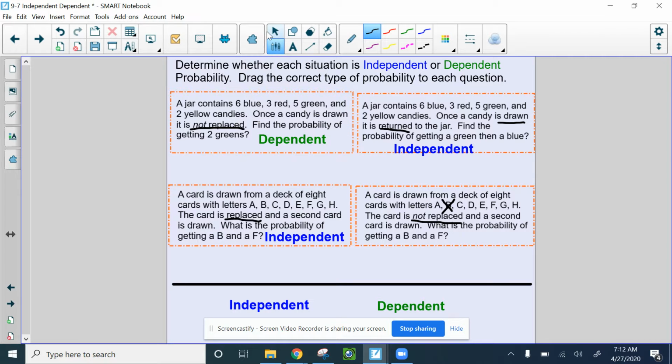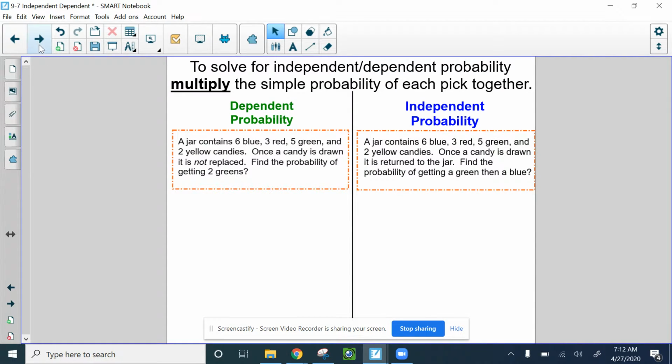So because of that, my probability of getting an F is no longer 1 out of 8. My probability of getting an F is 1 out of 7. So that would be considered a dependent event. Let's try to see what that means in terms of calculating the probability.